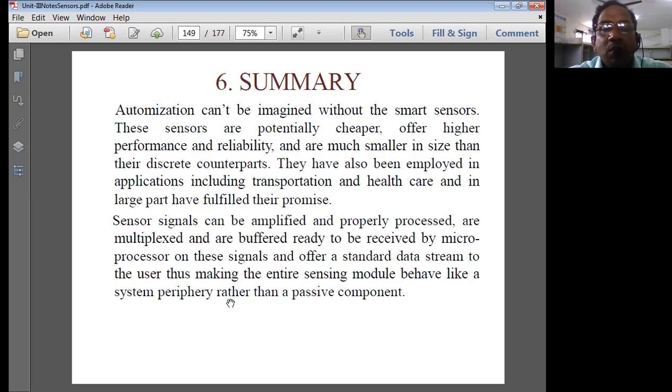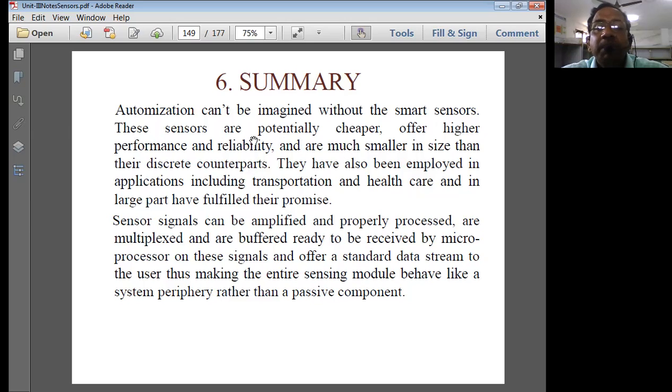At the outset, we can say automation can't be imagined without smart sensors. If you want to automate a system, automation means that without the involvement of a human being, the system has to perform as if it were a human being. A human being senses the temperature and the coldness; instead of the human being, the system should sense. These sensors are potentially cheaper, offer higher performance and reliability, and are much smaller in size than their discrete counterparts.